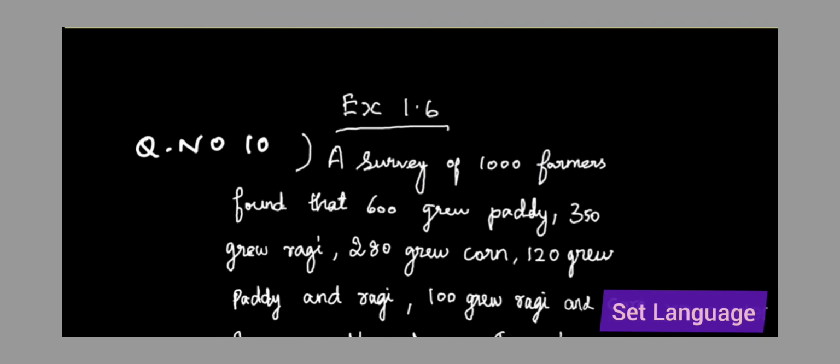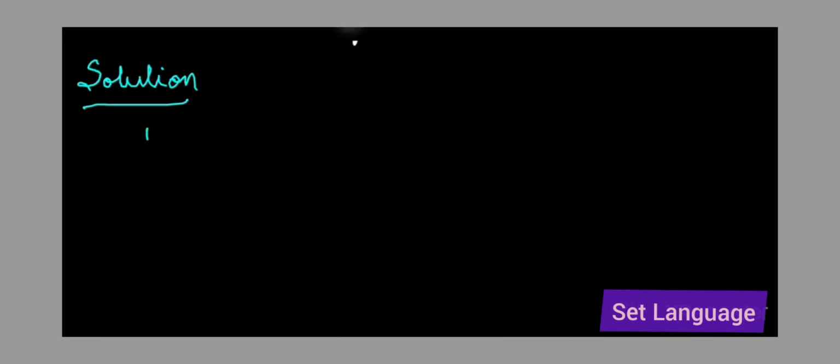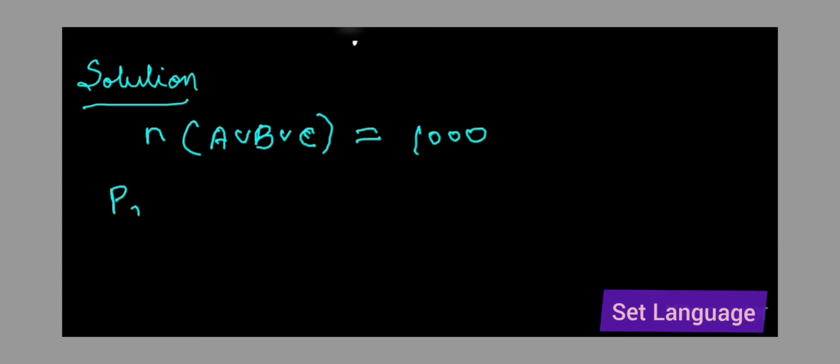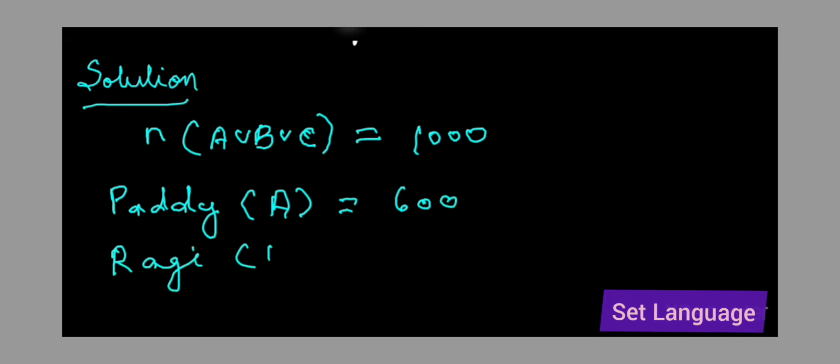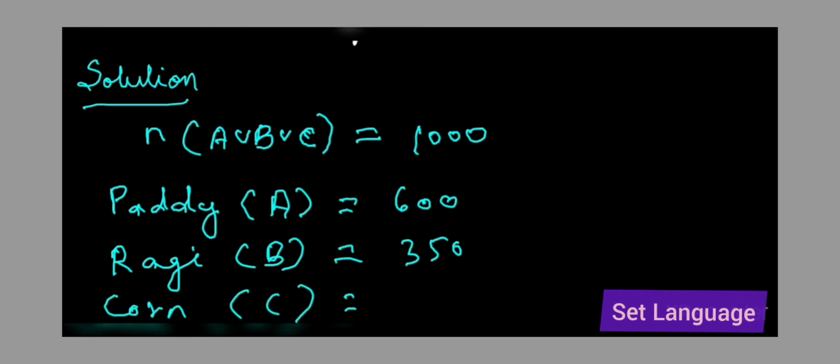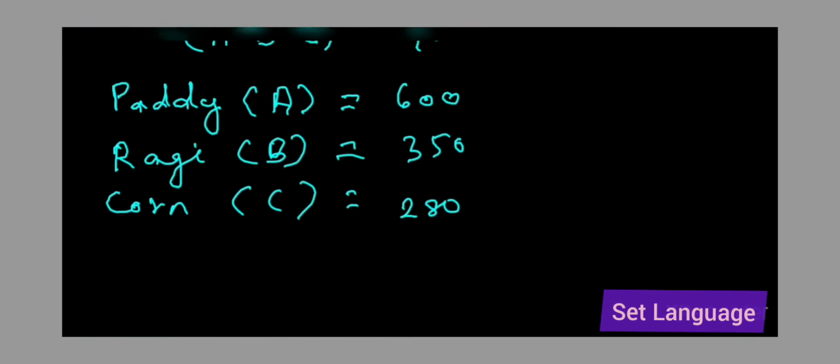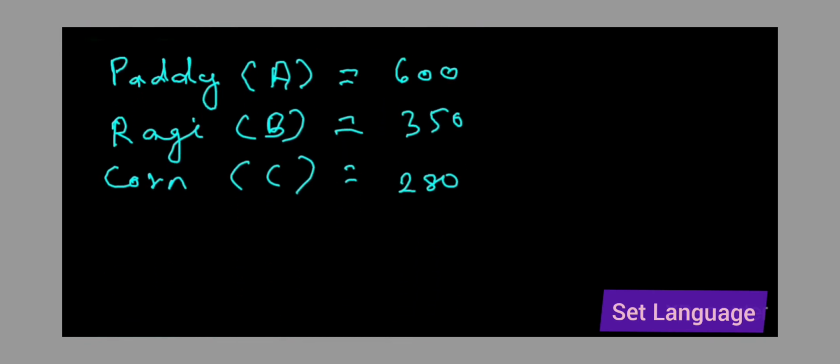So, solution. Let us assume A, B, C represent the sets of farmers who grew paddy, ragi and corn respectively. So n(A union B union C) is 1000, paddy set A is 600, ragi set B is 350, corn set C is 280. So we'll assume the values like this.